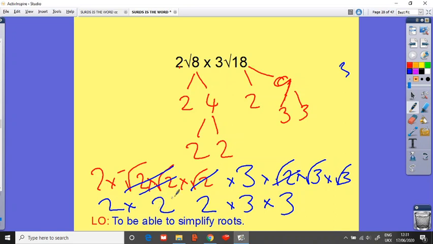So I've got 2 times 2 times 2 times 3 times 3. Just type into my calculator, which is actually 72.